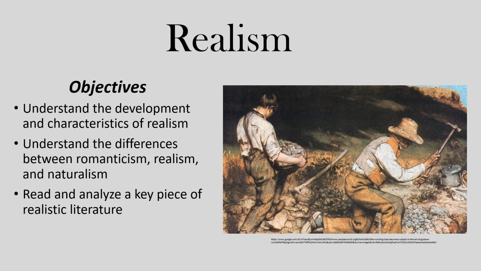So as we're going through our discussion of realism, there's going to be three key things that we're seeking to learn and understand. And the first is understanding the development and characteristics of realism. So how it came about as a literary movement within the context of a political and historical movement, but also what key characteristics define realism as a literary movement. We're then going to discuss the differences between Romanticism, so what we just learned, Realism, what we'll be focusing on in this part of the unit, and then Naturalism, which is going to come after Realism. And then finally, we're going to put our knowledge to the test by reading and analyzing a key piece of realistic literature.